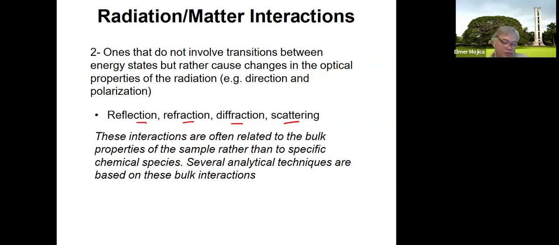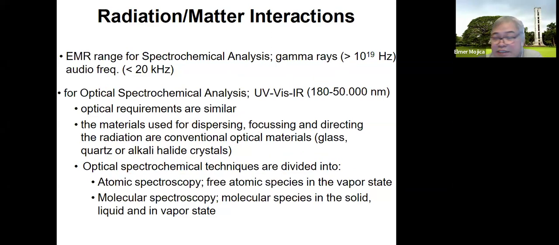Now, the second type of radiation-matter interaction: these interactions are often related to what? Bulk properties of the sample rather than to specific chemical species. So the first one is based on the property of a particular substance, but here you look at the bulk properties, and there are several analytical techniques based on these so-called bulk properties.